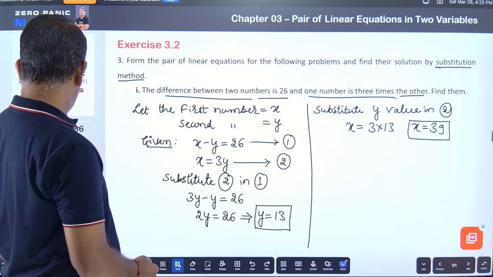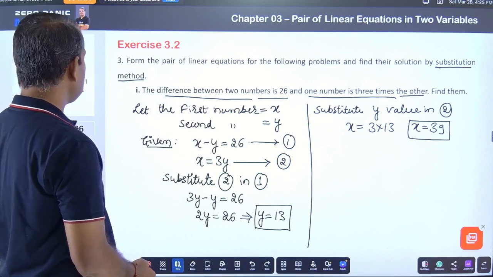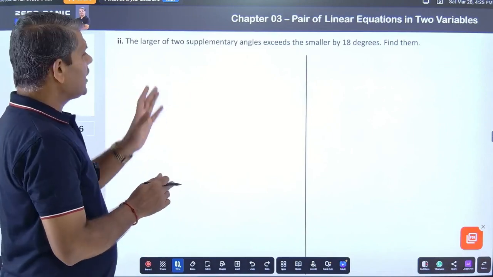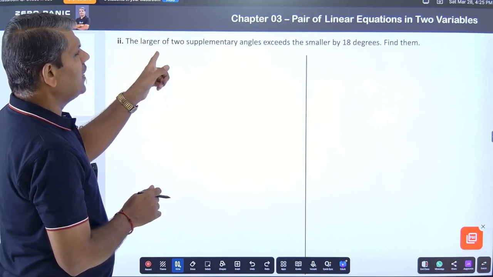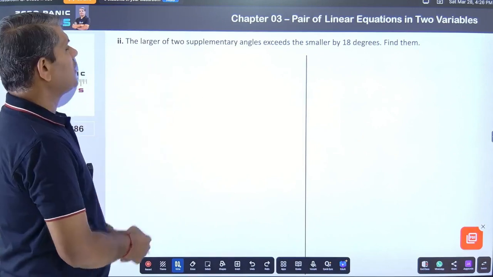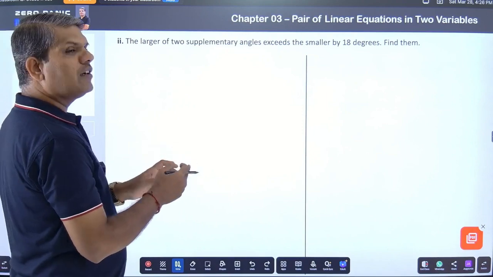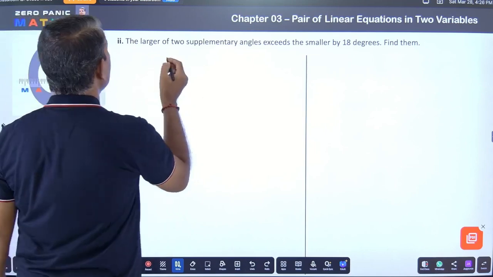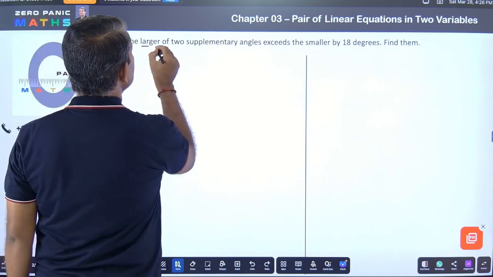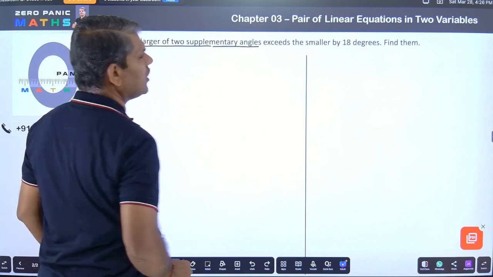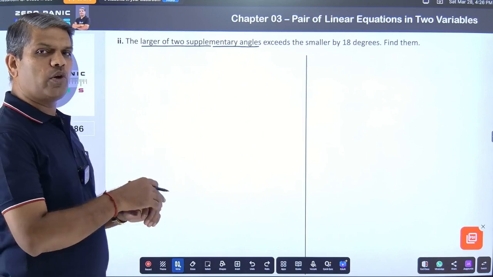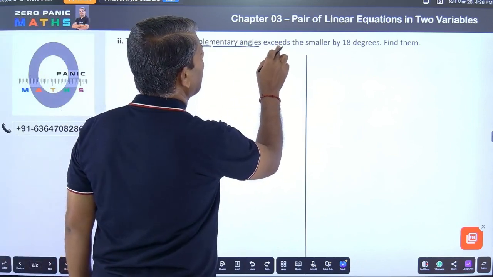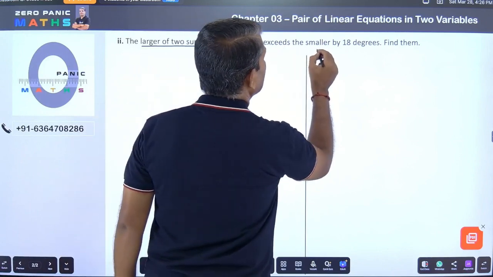Let us quickly move to the next. Now listen carefully, because here in addition to this substitution method, you need a simple knowledge of geometry also. Now what is given here? The larger of two supplementary angles. So what is a supplementary angle? You should know that first. The larger of two supplementary angles exceeds the smaller by 18 degrees.